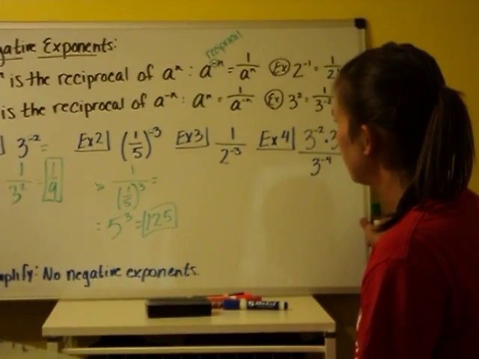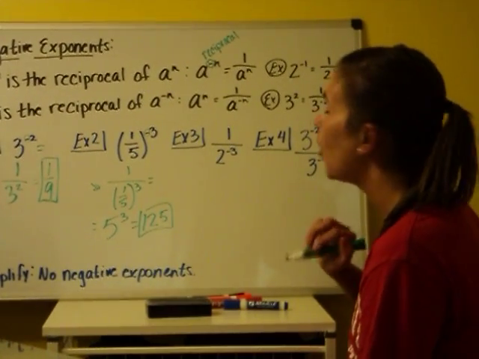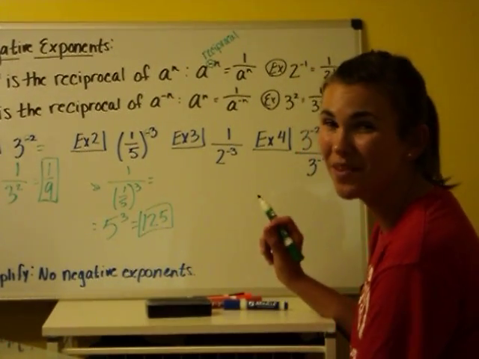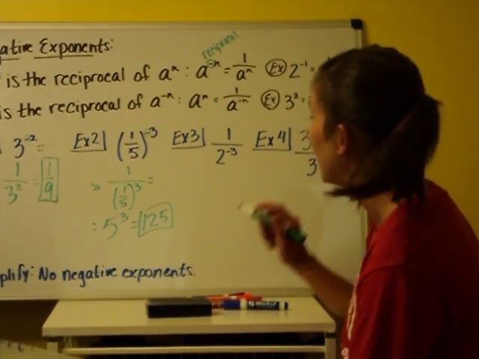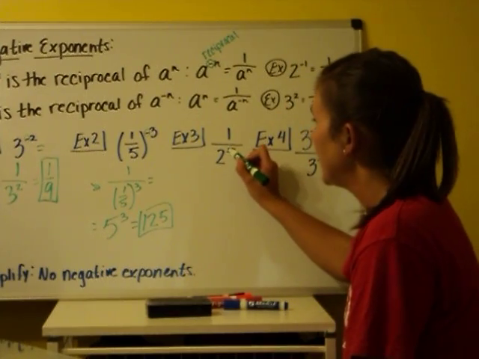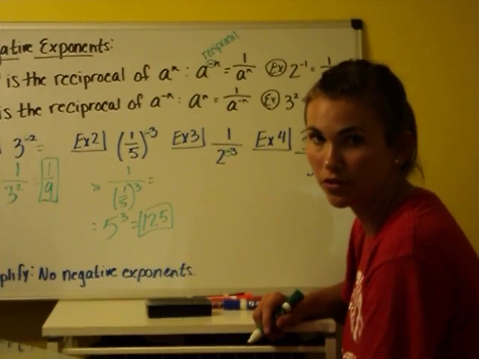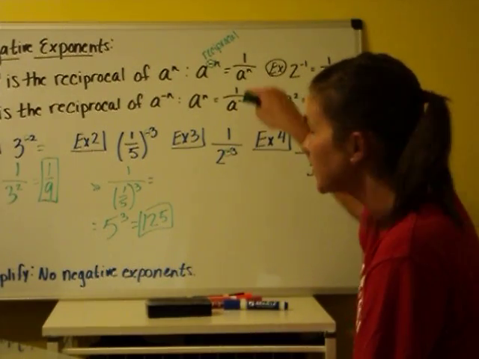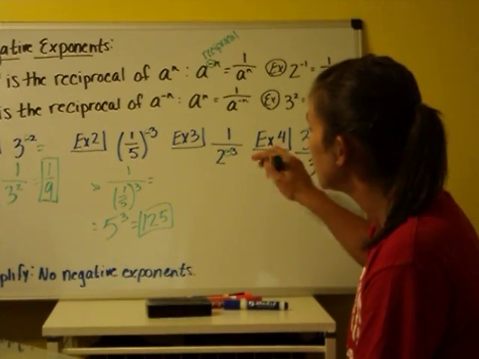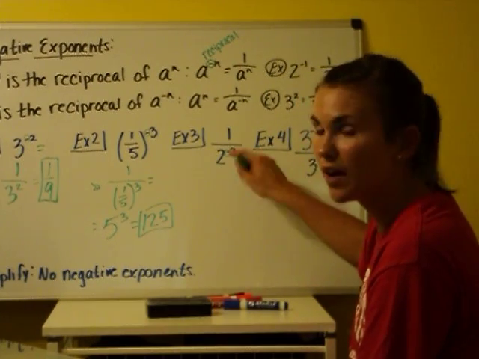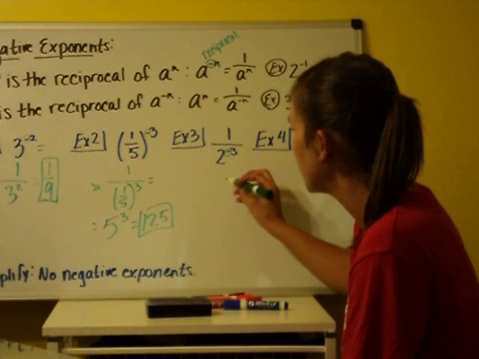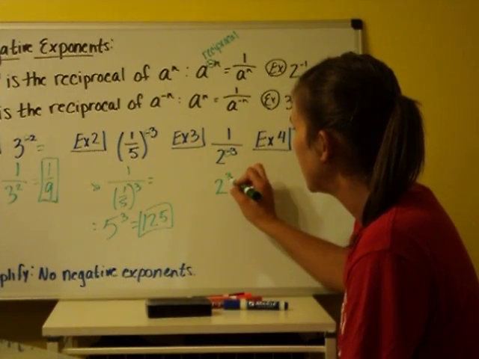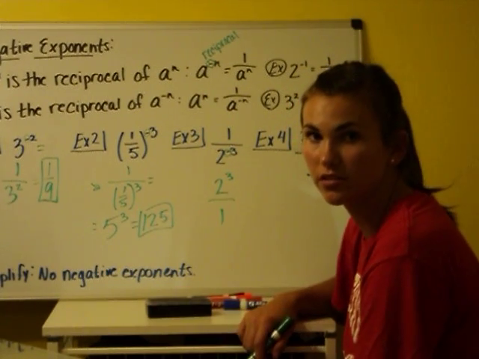Alright, example 3. We have 1 over 2 to the negative third. So now we have a negative in our denominator. Okay, nothing changes. This negative still means it's a reciprocal. Okay, so if this is in my denominator, the reciprocal is going to push this up into the numerator. So instead of this being in the denominator, I'm just going to make it a positive exponent and send it to the top of my fraction.